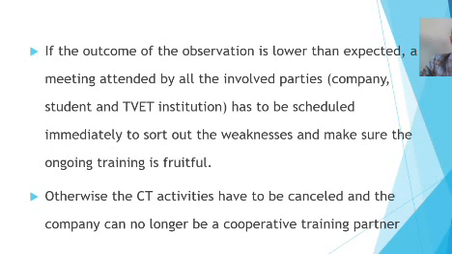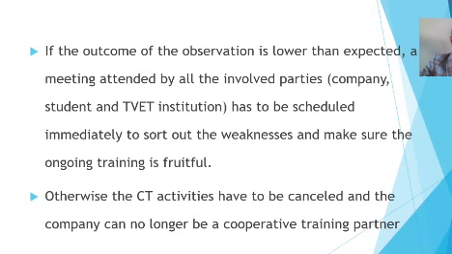If the outcome of the observation is lower than expected, a meeting attended by all involved parties, that means companies, students, and the TVET institution, has to be scheduled. If there is some maladjustment, there should be a discussion on how it should be adjusted, how those who went wrong come back to the right track. So there should be measures taken.